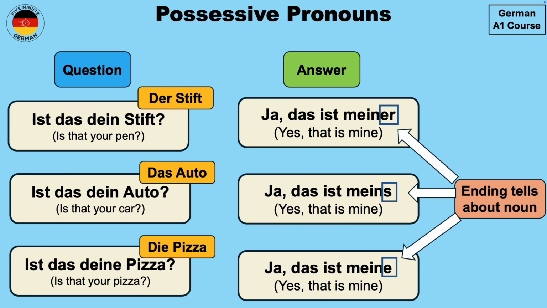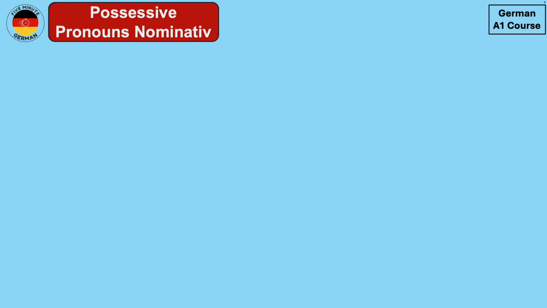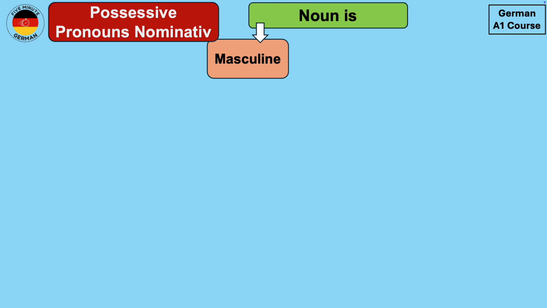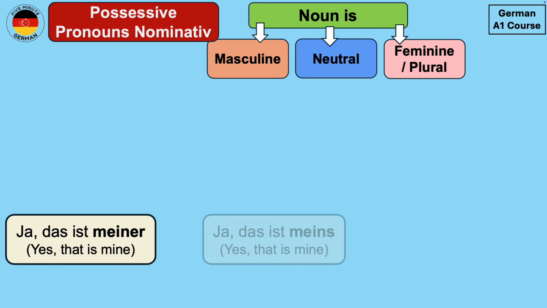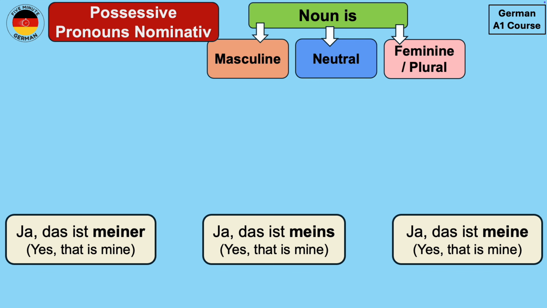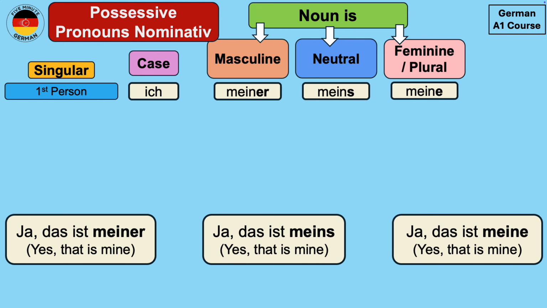Now let's take a look at the different forms for possessive pronouns in nominative. Similar to possessive articles, the forms for the possessive pronouns are also dependent on the noun. So the form will be different if the noun is masculine, neutral, or feminine or plural. We just saw examples for this, which were das ist meiner, das ist meins, or das ist meine. All of these examples are for the first person singular. So the possessive pronoun for masculine will be meiner, for neutral it will be meins, and for feminine or plural it will be meine. And all of these forms mean mine in English.